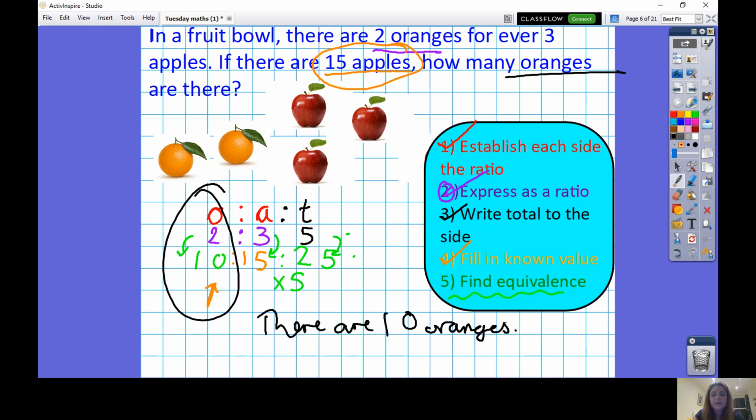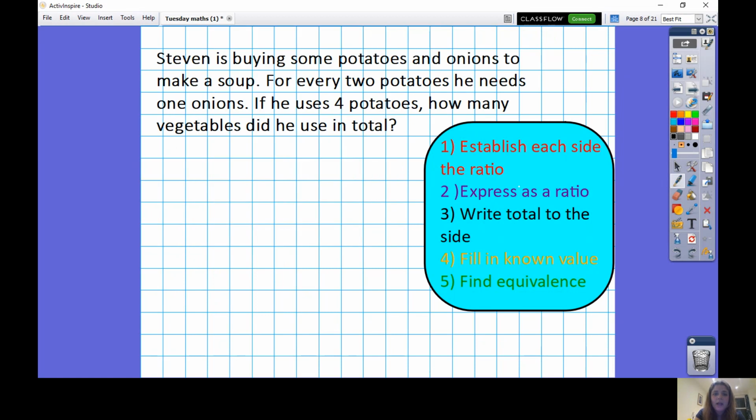Now, I know that's a lot of steps and I don't expect anyone to be confident with this already. That's why I'm going to show you lots of examples, so please make sure you keep on watching the examples, and as soon as you start feeling confident, you can start trying to solve them as I'm solving them. Let's do another one then.